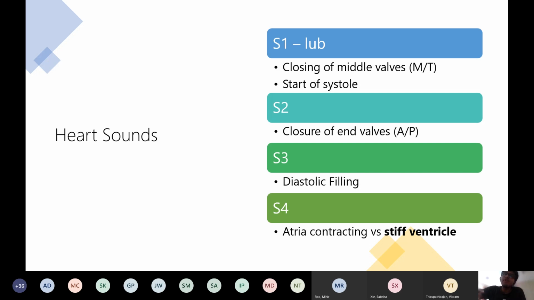So I don't think you're ever taught what the extra heart sounds actually represent. I think it's quite useful to know, because you can figure out what's going on if you understand it.